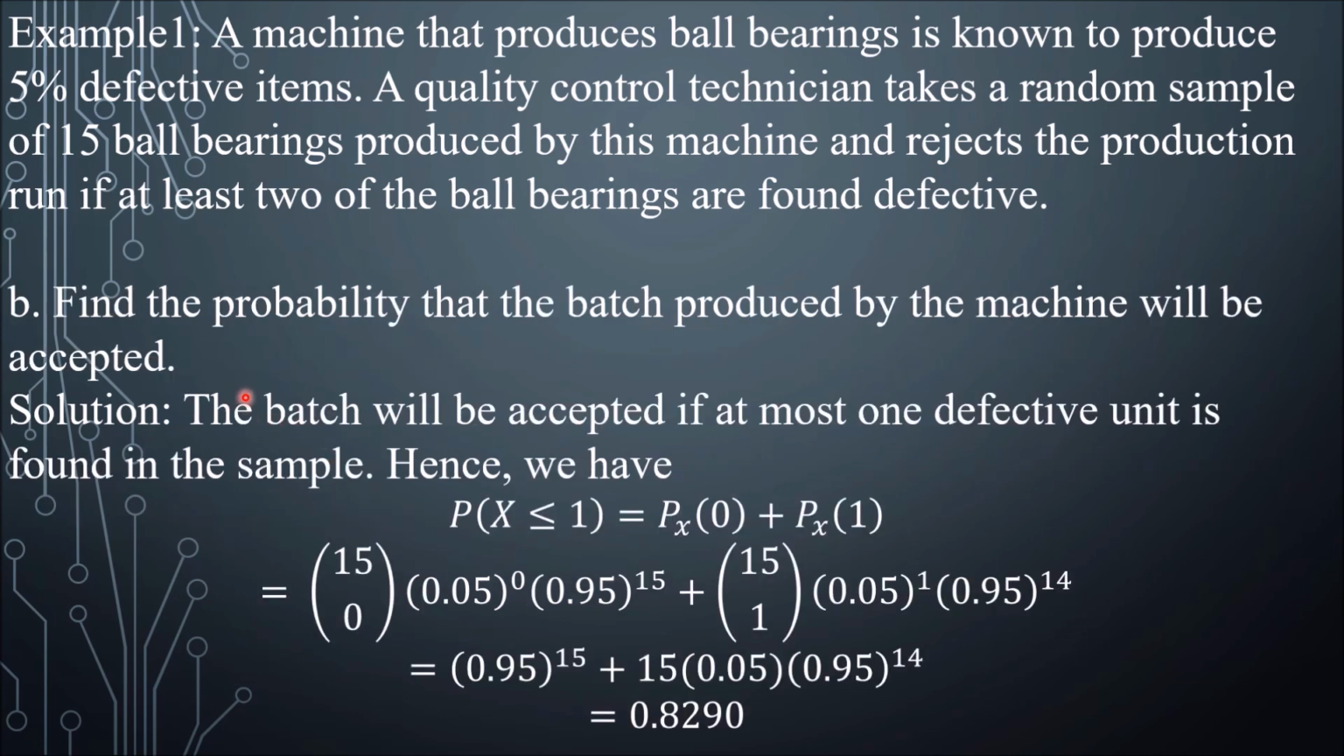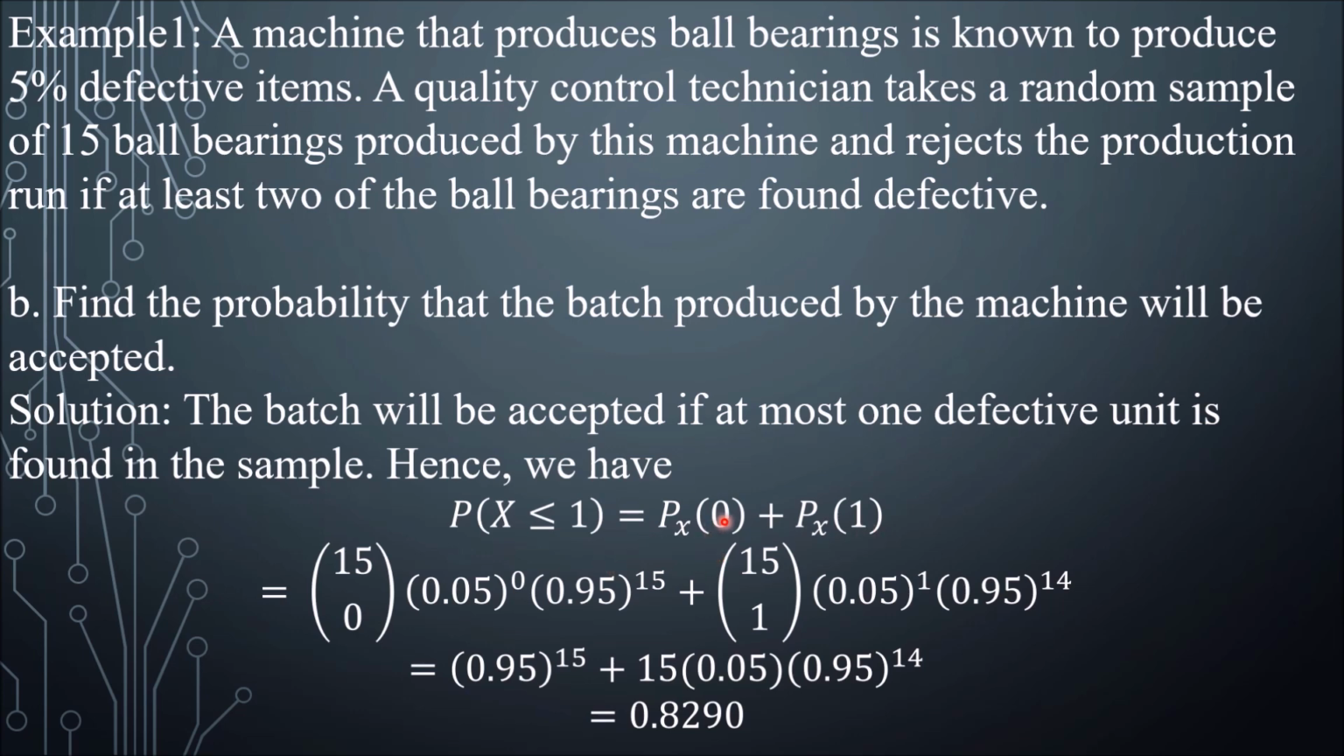For B, the batch will be accepted if at most 1 defective unit is found in the sample, meaning to say less than 2. Because if it is at least 2 or more, the ball bearings are to be considered defective and rejected. Hence, we have probability of x is less than or equal to 1. That is probability of 0 plus probability of 1.